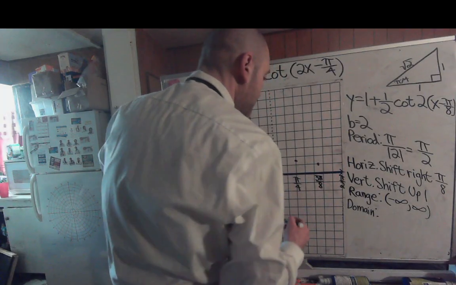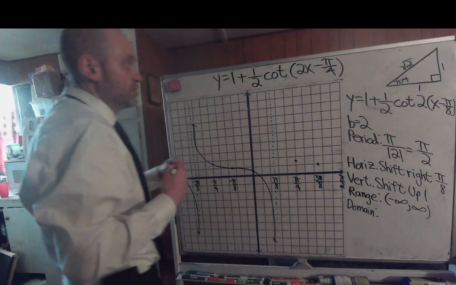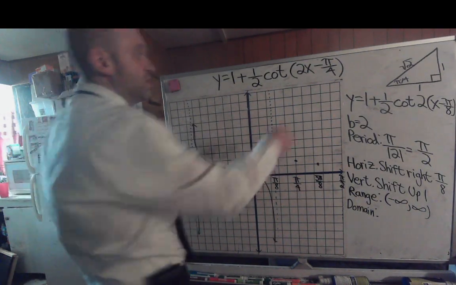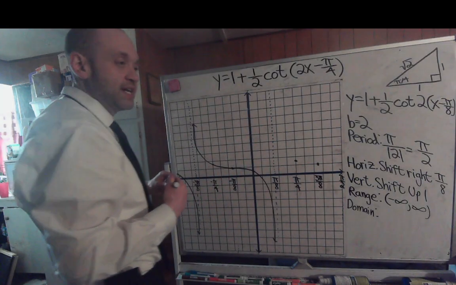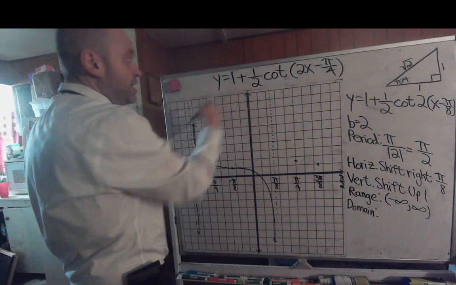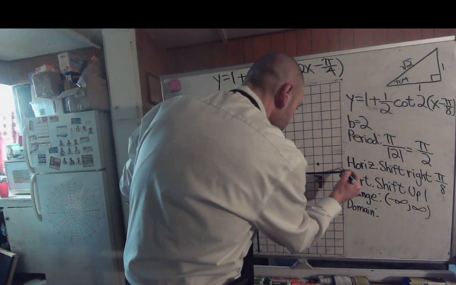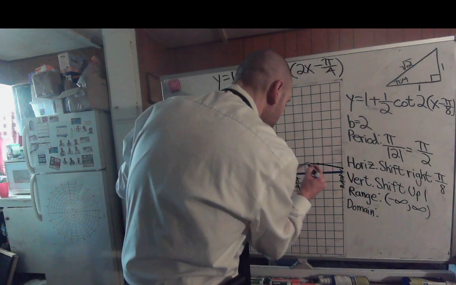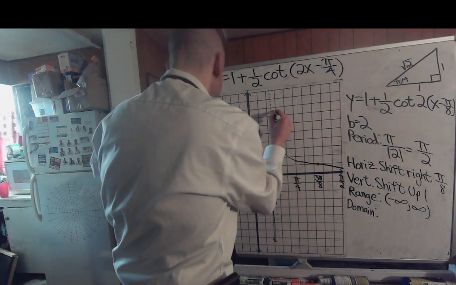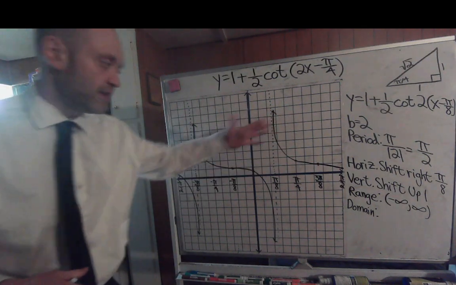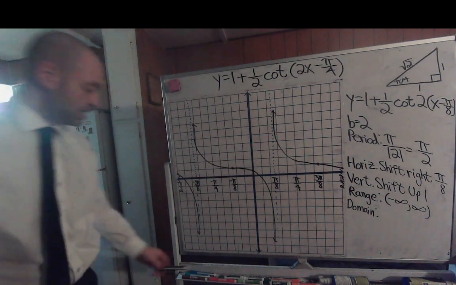Then if I take pi over 2, that would give me the cotangent of pi minus pi over 4, so that's going to be 3 pi over 4. Cotangent there is negative 1 times a half is negative 1/2 plus 1, that would give you positive 1/2. So here's how your graph is going to look, all weirdly shifted with the various asymptotes.